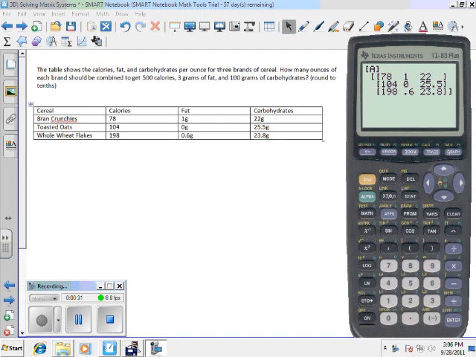Notice the first thing I did was I put all the data into my calculator. So look at the calculator on the right, and notice the data matches exactly how it's given to me. So just the raw data, I went ahead and entered it. I also entered the 500 calories, 3 grams of fat, and 100 grams of carbohydrates in the calculator as well. But now I'm going to show you how to set it up.